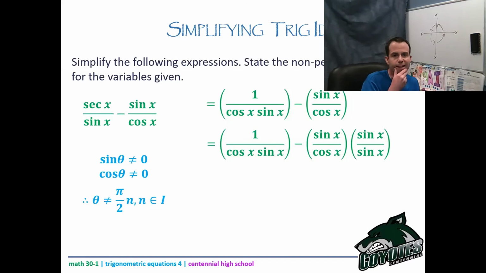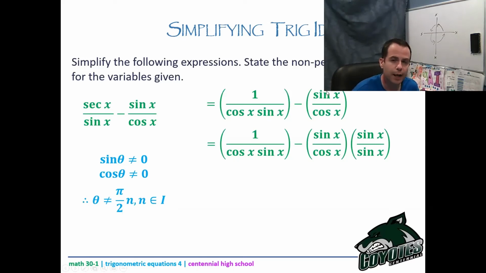So because secant is 1 over cos, I end up with 1 over cos times 1 over sine. That's where this 1 over cos x sine x is coming from. That's just expanding on this. And then I'm subtracting sine of x over cos of x. Okay, so then I looked at this and I said, okay, I'm subtracting fractions. When I subtract fractions, I need a common denominator. Common denominator is going to be cos x times sine x.